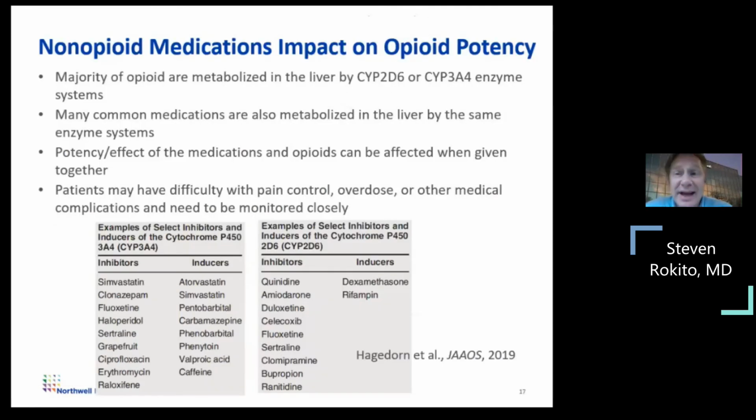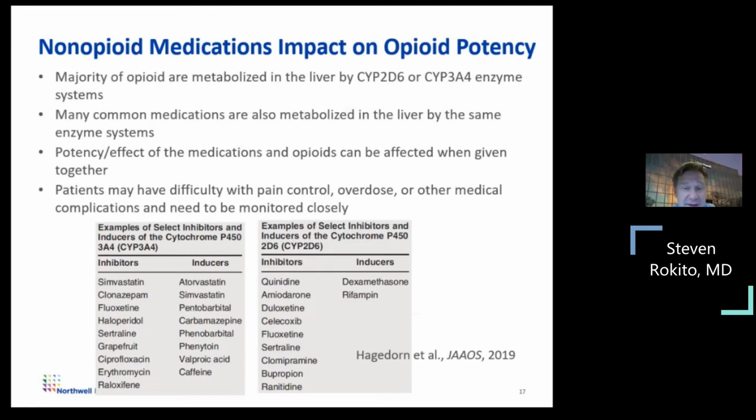Non-opioid medications can impact opioid potency. This is an important thing to recognize when we're prescribing medications. As I said, the majority of opioids are metabolized in the liver by the cytochrome enzyme systems. There are many common medications also metabolized by the liver in the same enzyme systems. The potency and effect of these medications and the opioids can be affected when given together. So patients may have difficulty with pain control, overdose, or other medical complications and need to be monitored closely.